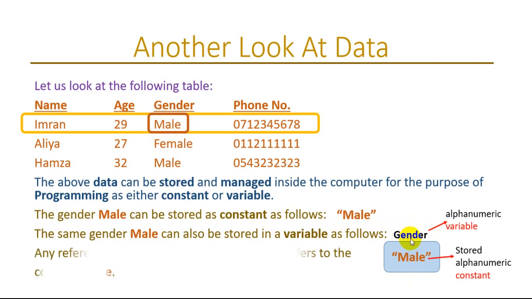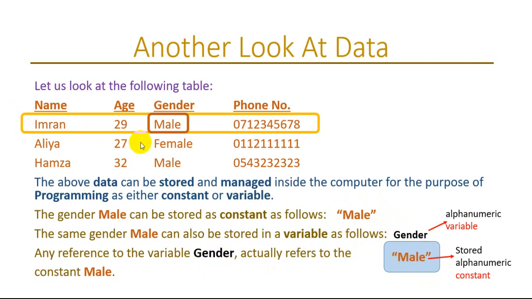Okay, and any reference to gender in your program will actually be referring to the word male, the value inside the gender. Okay, that's the difference between a variable and a constant. For a constant, you just have the value. In a variable, when you store, you refer to that value by using the variable's name, not the constant itself. Okay, you refer to it as gender. So when you refer to it as gender, what you're going to get is male, same as age and name, same principle.